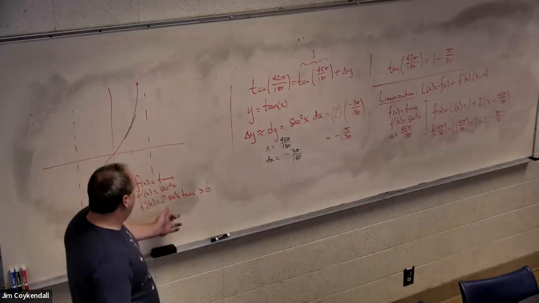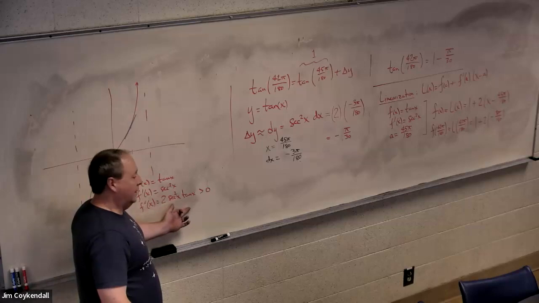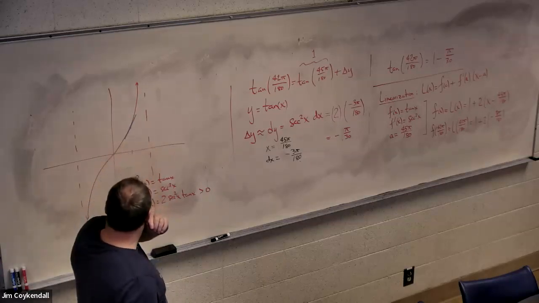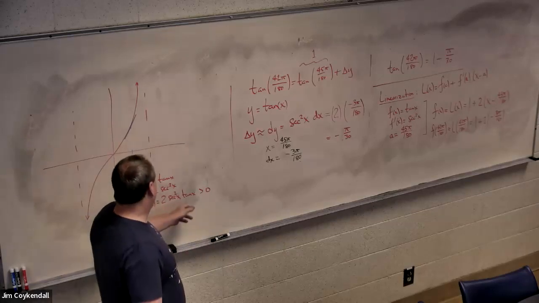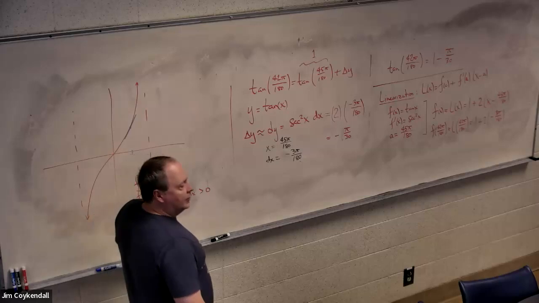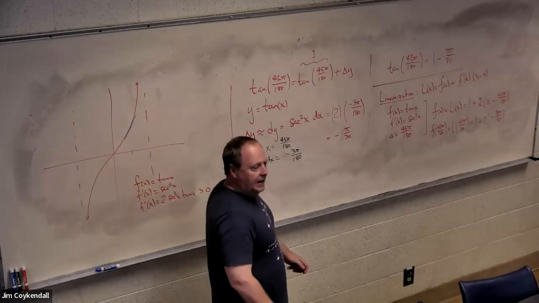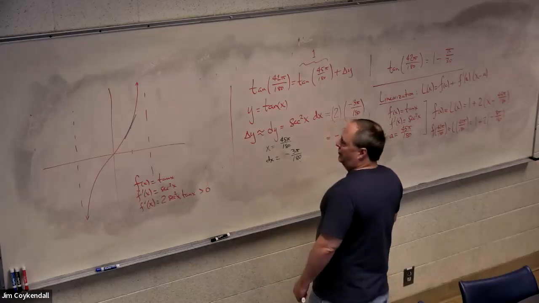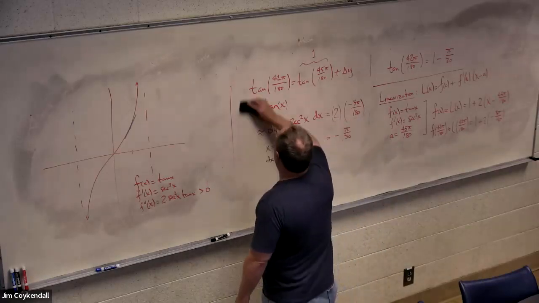And this is positive between 0 and pi over 2. So it's concave up. So since it's concave up, that means the curve lies below the tangent line.